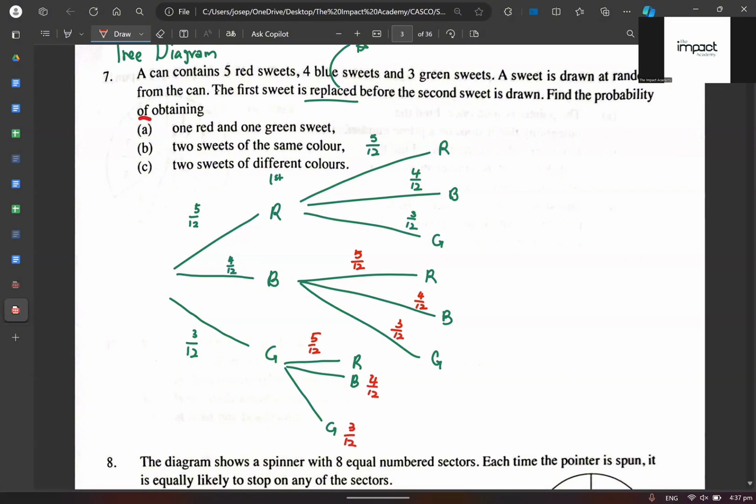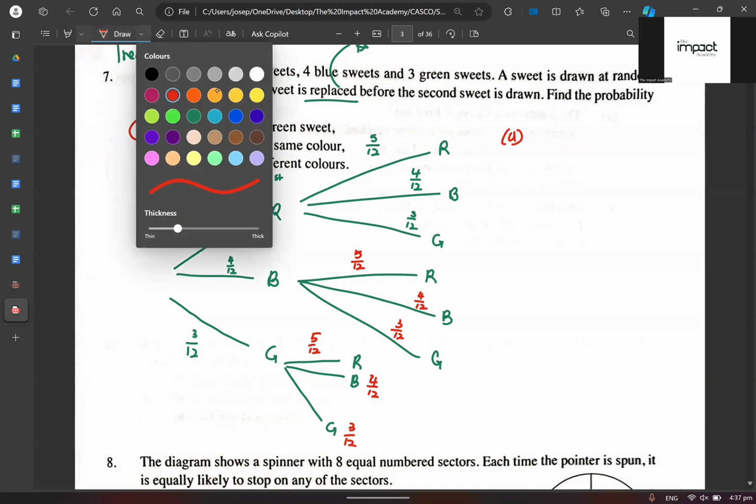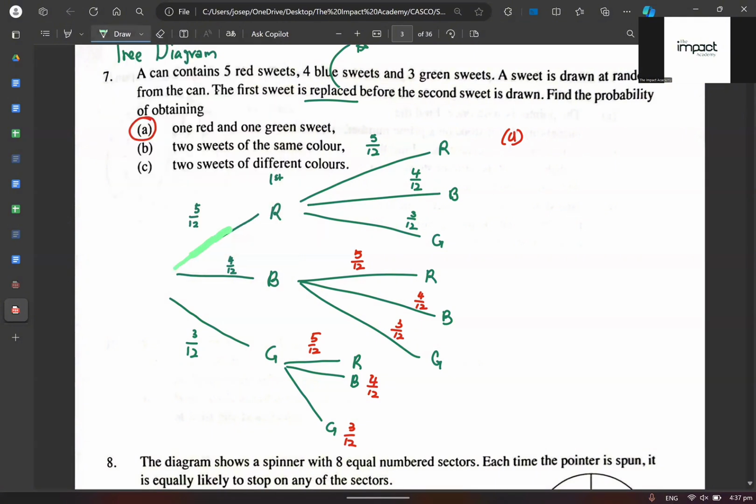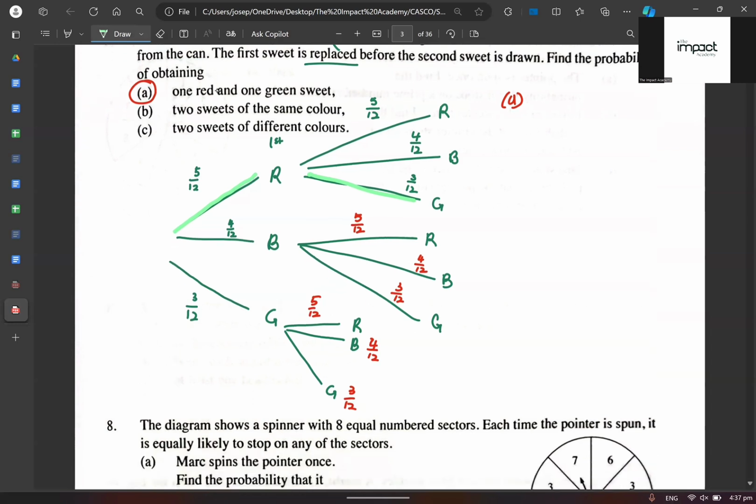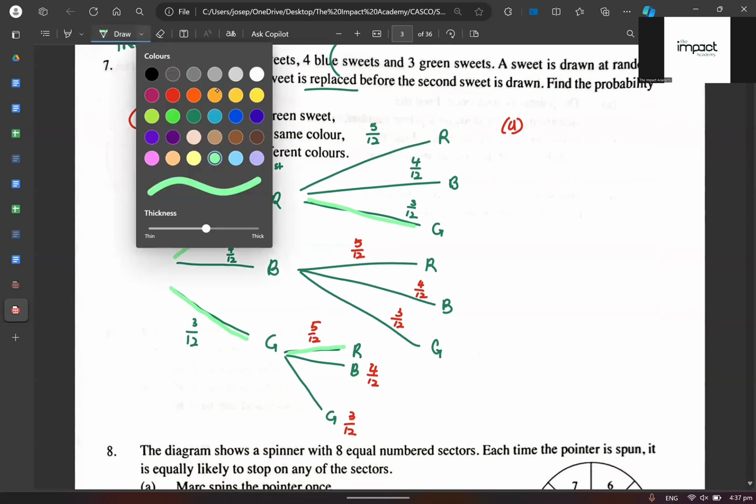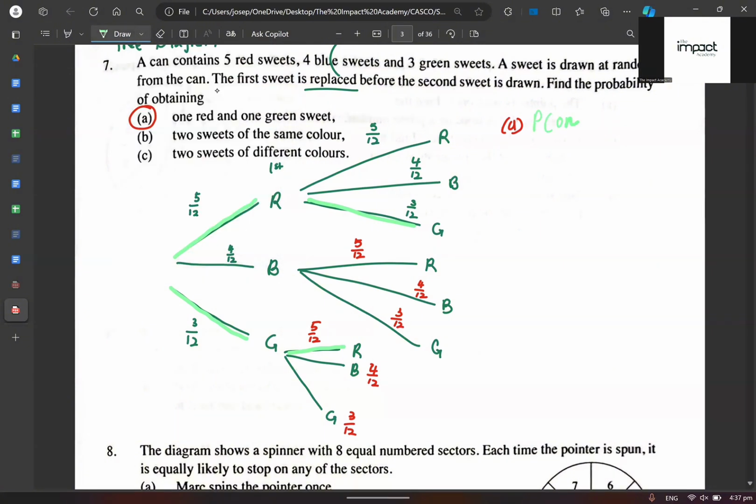What is the probability for A? 1 red, 1 green. I show you the track that we are going to take. 1 red, 1 green. 1 green, 1 red. So these are the 2 paths that I can take. Am I making sense? Okay, the probability of 1 red, 1 green.